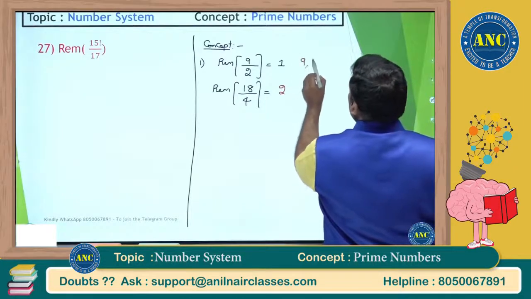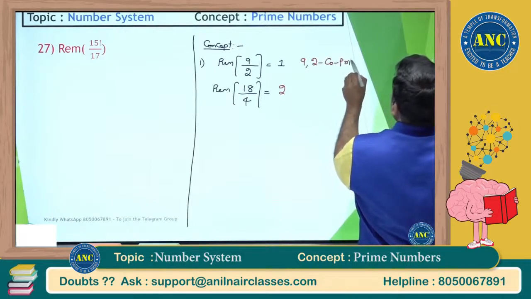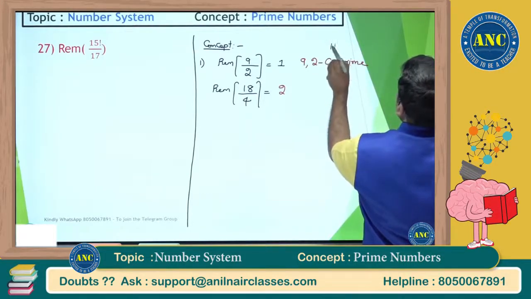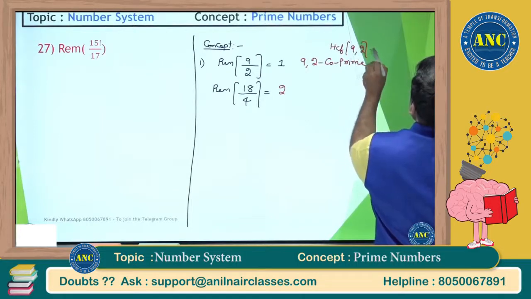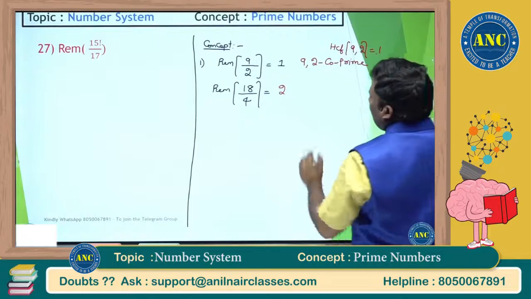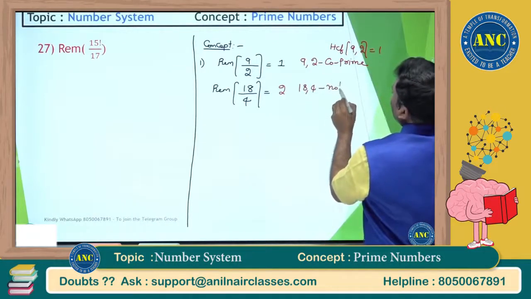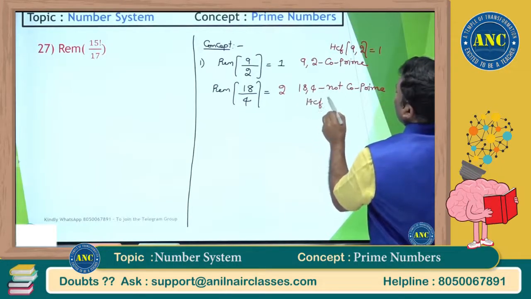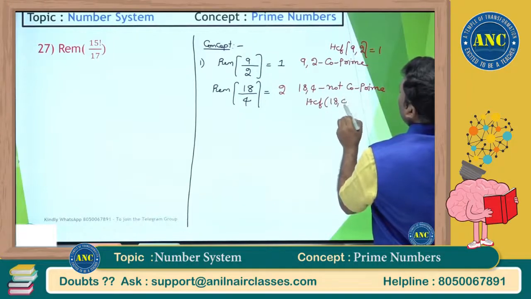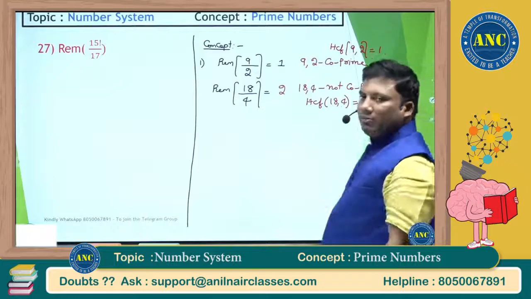What is happening here? 9 and 2 are co-prime to each other; the HCF of 9 and 2 is 1. Here 18 and 4 are not co-prime to each other; both are even numbers, so they are not co-prime.